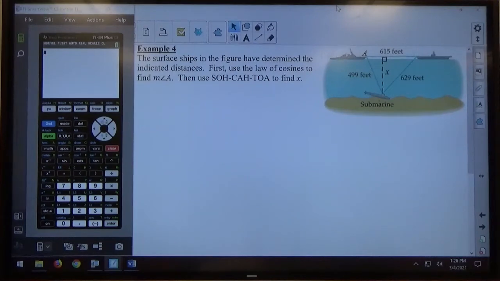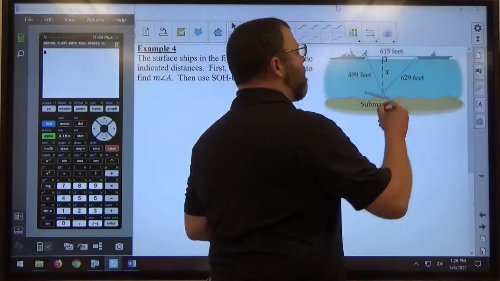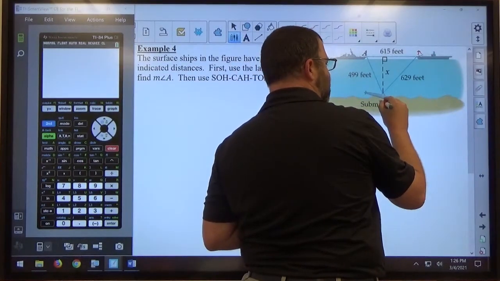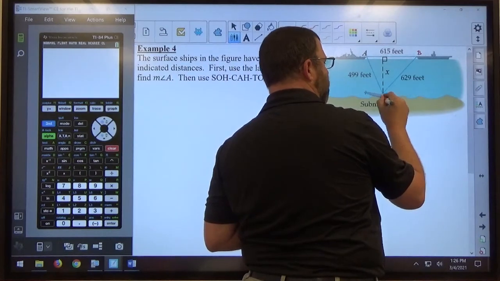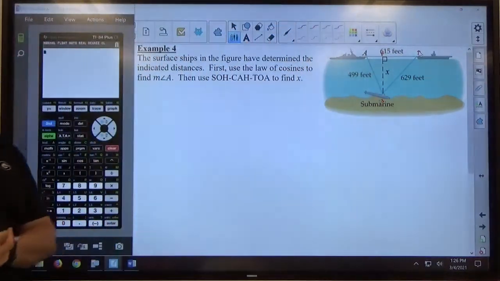Example 4 says the surface ships in the figure have determined the indicated distances. So you can see that we have this ship over here at point A. I'm going to call this over here point B, this point down here point S for submarine, and this point up here point P, just so I have the ability to refer to things.